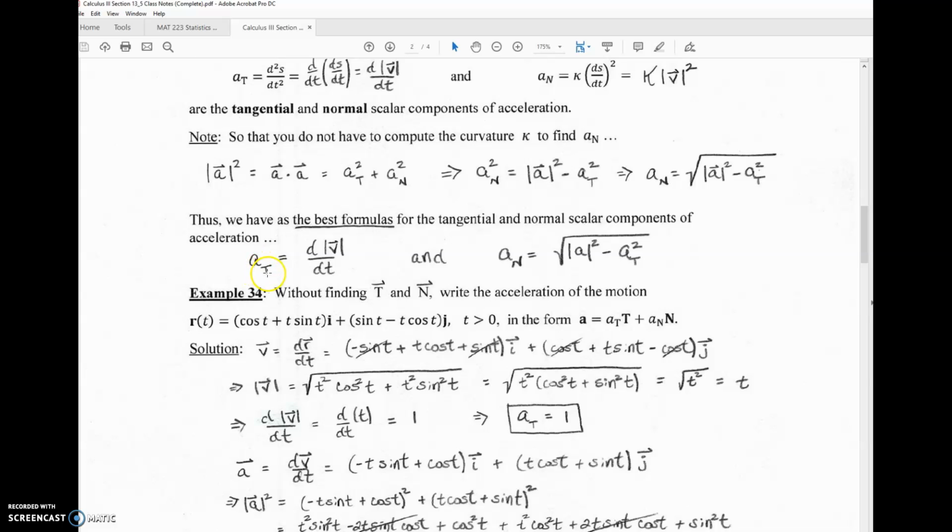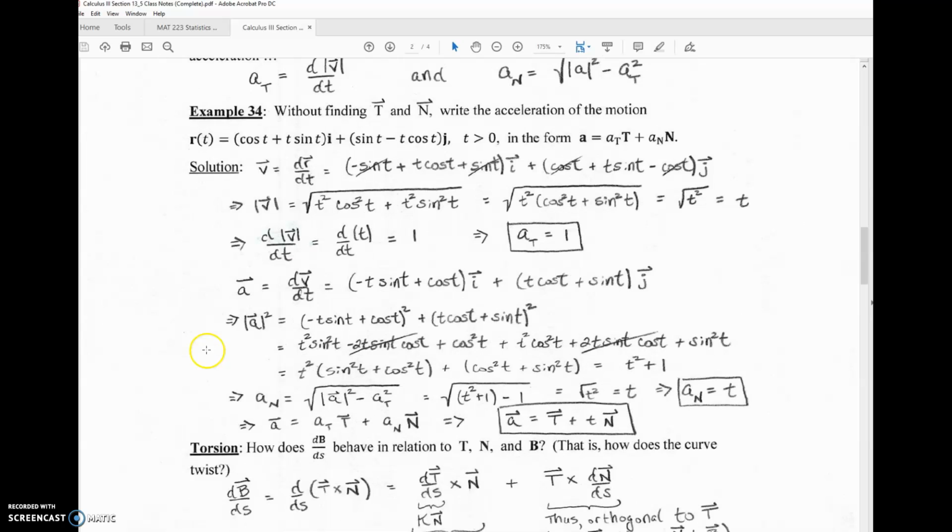So the best formulas are the following. The tangential scalar component, a sub capital T, is the derivative of speed with respect to t, or the derivative of the magnitude of velocity with respect to t. And a sub n, the normal scalar component, is the square root of the length of a squared. That should be a vector, by the way, of course, so put an arrow over there. Once we have acceleration in terms of i, j and k, I can still find the length of it and square it. Doesn't matter what components it's in. Then subtract the tangential scalar component squared, then take the square root of it.